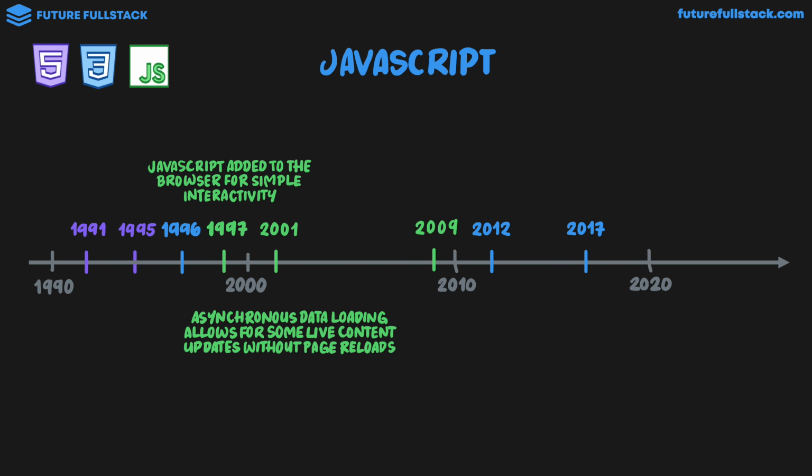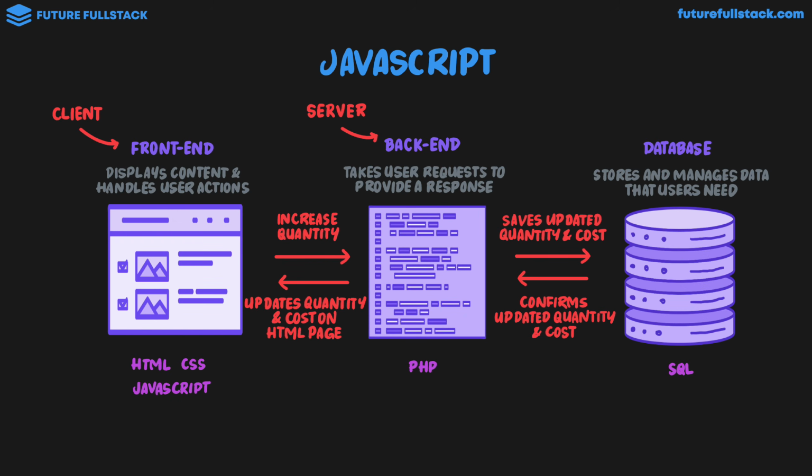In 2009, Node.js allows JavaScript on the server side. So JavaScript was initially created as a front-end language that is used in your browser, but JavaScript is now available on the backend through Node.js.